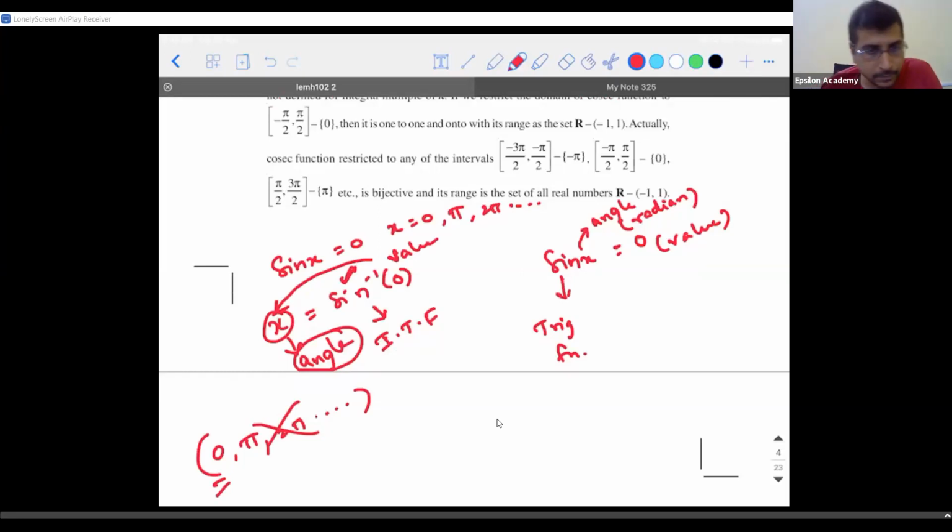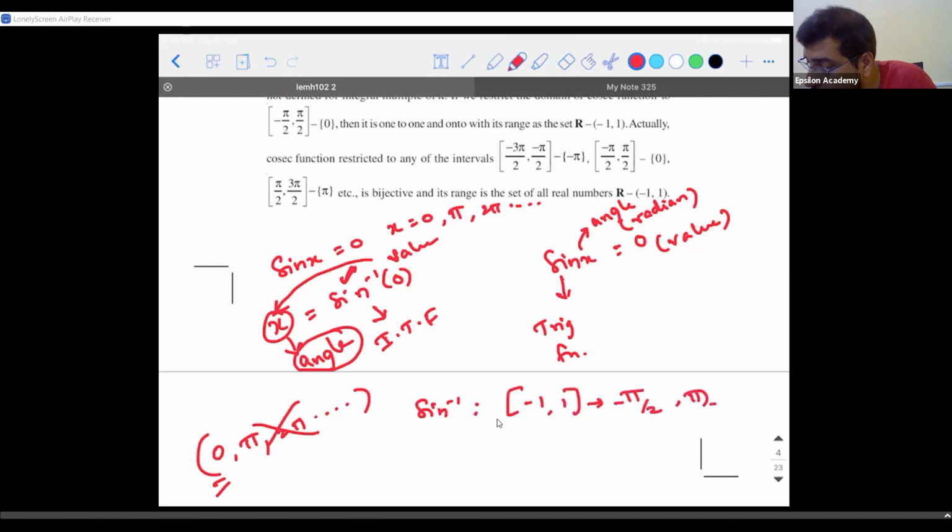Why? Because the function should be bijective, no, sir. Sine inverse, what is the input? The domain is -1 to 1. The range is minus pi by 2 to pi by 2. Means if I substitute any value in sine inverse between -1 to 1, the output value I am only supposed to write between minus pi by 2 to plus pi by 2. That is what I call restricted domain and range.